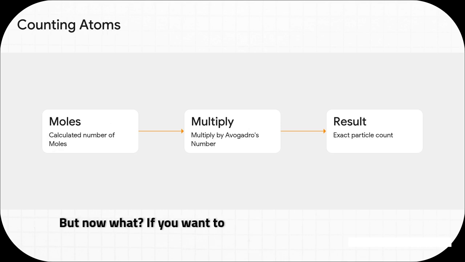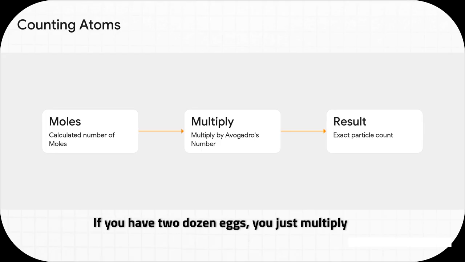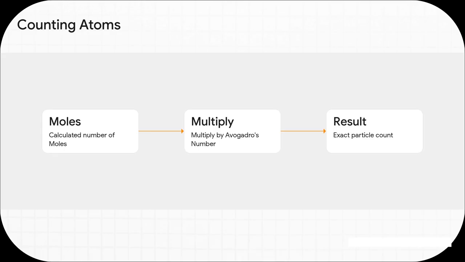But now, what if you want to know the exact, specific number of individual, invisible water molecules floating around in that glass? Well, it's exactly like scaling from dozens down to individual eggs. If you have 2 dozen eggs, you just multiply 2 by 12 to get 24 eggs, right? Same logic here. Step 1, take your 2 moles. Step 2, multiply by Avogadro's number, because there are 6.022 times 10 to the 23rd particles hiding in every single mole. The result is roughly 12 times 10 to the 23rd molecules. Boom! You have just successfully counted invisible particles.